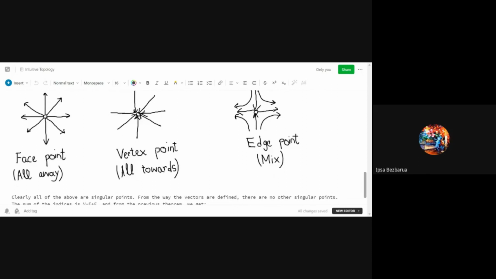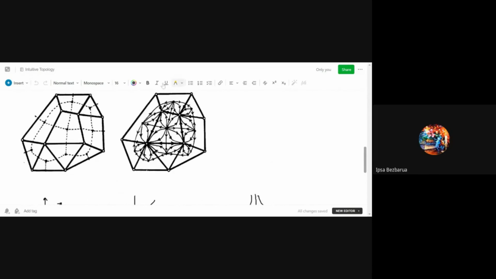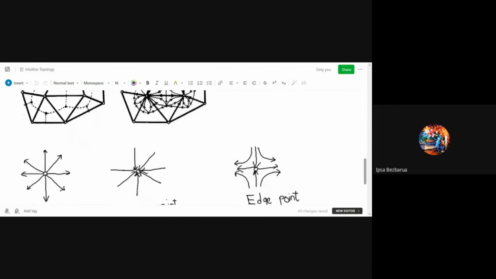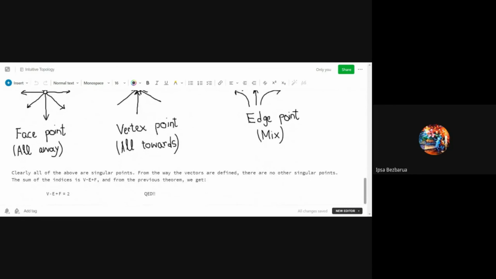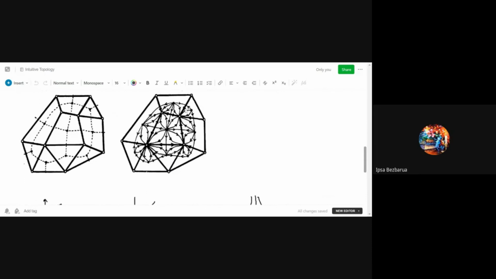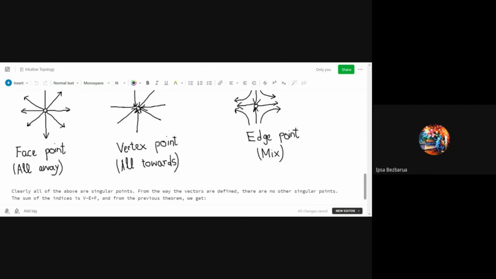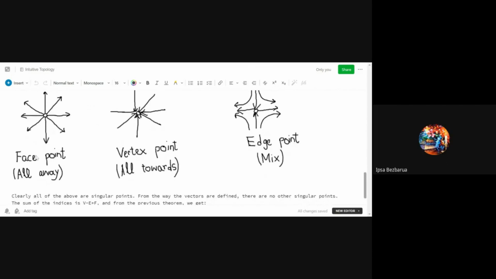And the way I'm defining this vector field, it's clearly continuous, first of all, hence it's a vector field. Hence, there are no other singular points. Clearly, that's how I'm defining this vector field. And if I look at each of these points, this clearly has an index of 1.